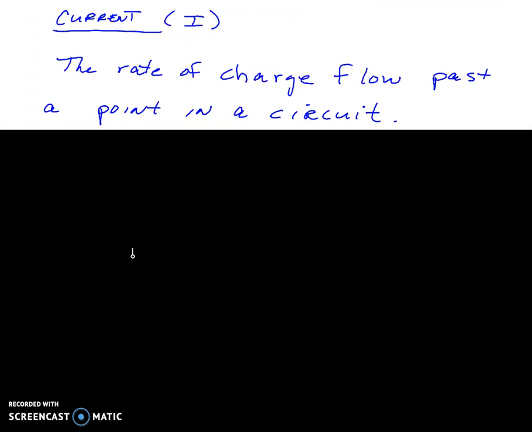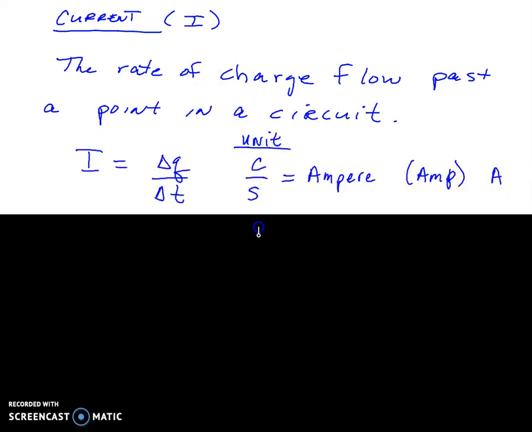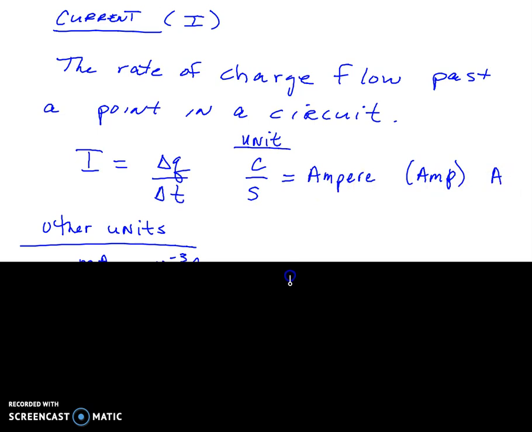So our definition of current, and the symbol we use for current is a capital I, is the rate of charge flow past a point in a circuit. And the equation, first of all, capital I is the rate of flow of charge, so delta Q over t. In terms of units, charge is measured in coulombs, time is measured in seconds, and that combination is what we call an ampere, or an amp for short. And the symbol for an amp is a capital A.